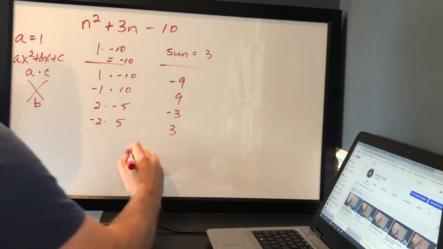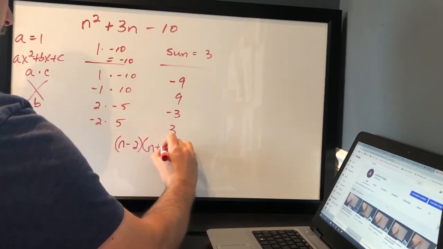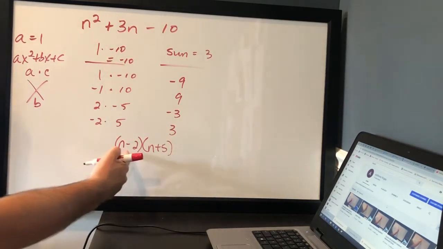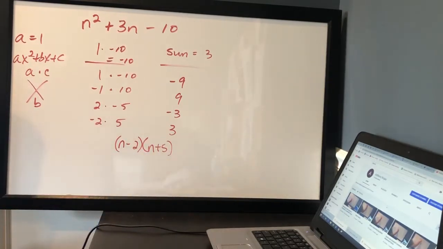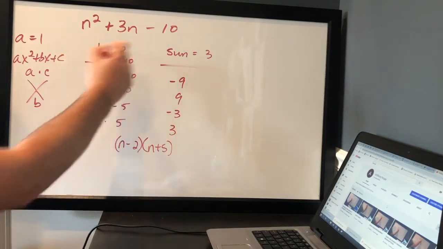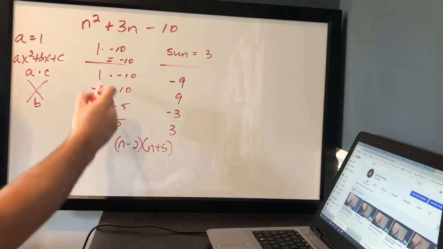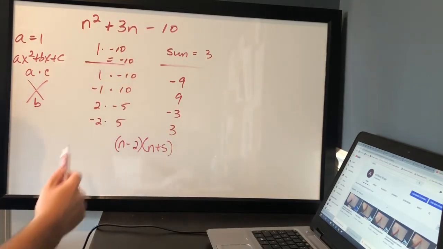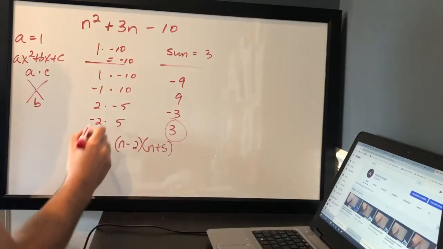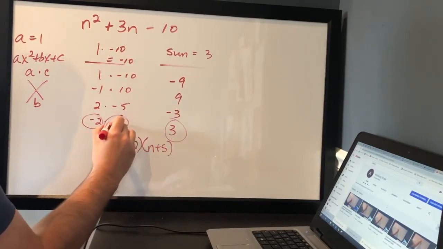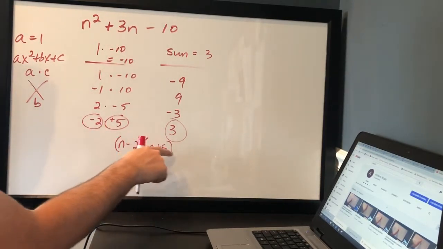Well, negative 2 and 5. So you just write your answer as n minus 2 times n plus 5. And these are your two binomials, right? So the first thing you do is figure out what the factors of a times c are that add up to b, and you make a factor table like this, and then you look for the sum. Whichever one is 3, in this case it's negative 2, and there's no sign in front of the other, so we know that's a positive 5. So that's where you get n minus 2, n plus 5.